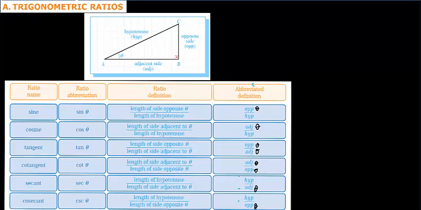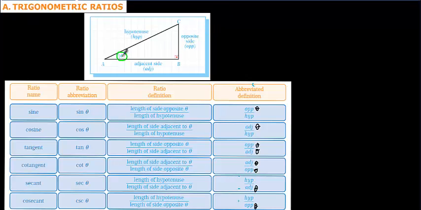In this lesson, we are going to study the trigonometric ratios on the right triangle. Here are the sides and angles. One of the angles is marked here, and this is the reference angle for us. This angle is theta.